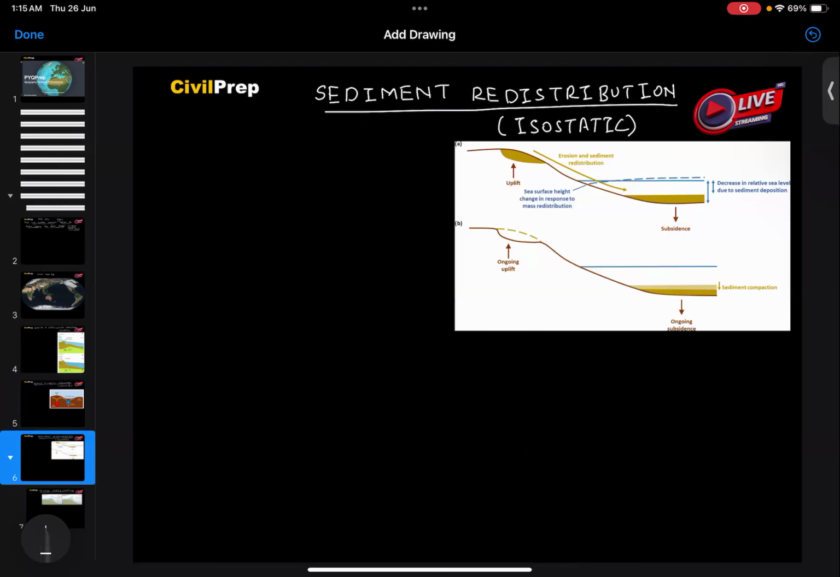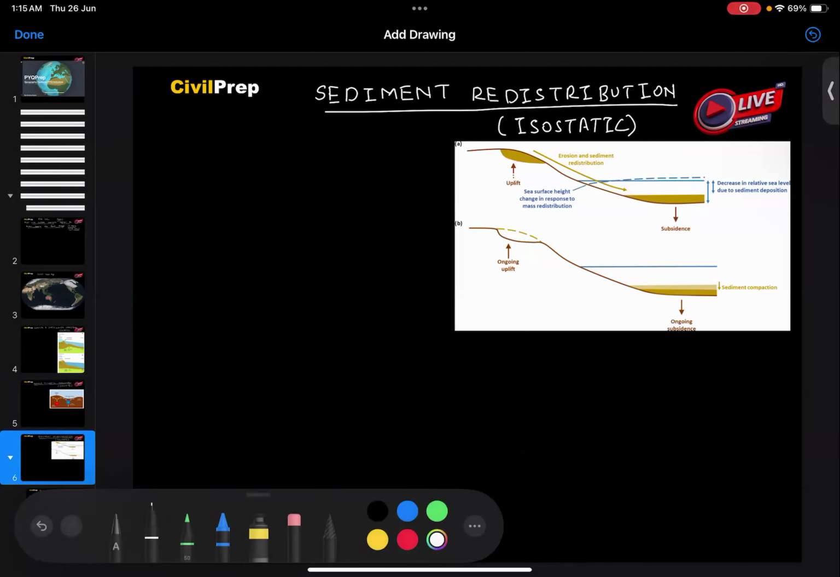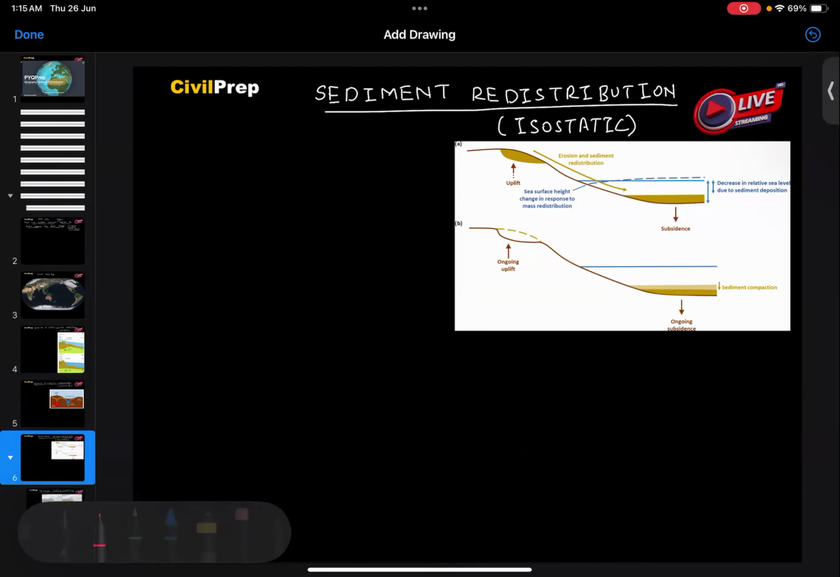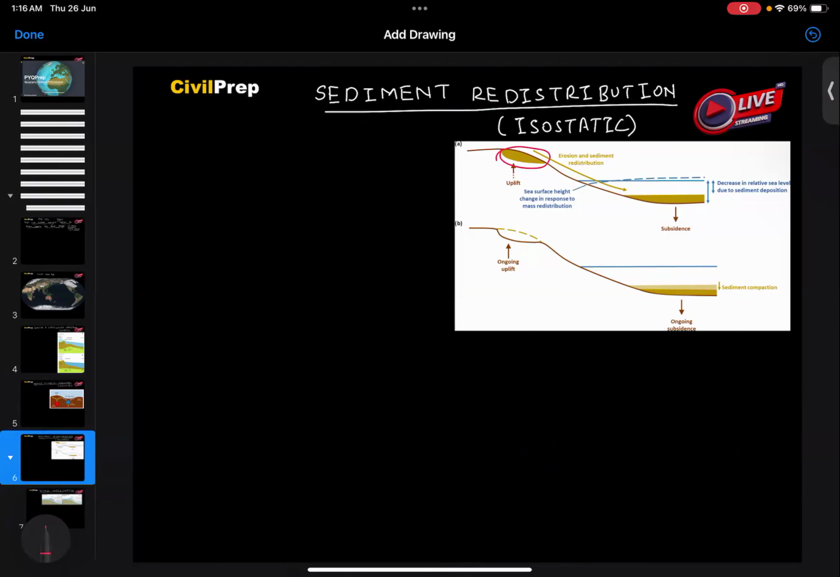Okay, in the next topic, we will be seeing the sedimentary distribution. Under the sedimentary distribution, we see that there is an uplifted region, and because of this upliftment, erosion is taking place, and because of this erosion, there is deposition of sediments. Because of the deposition of sediments, the weight of this region is increasing, and this results in isostatic adjustment, because of which there is subsidence of land. So this is the first part.